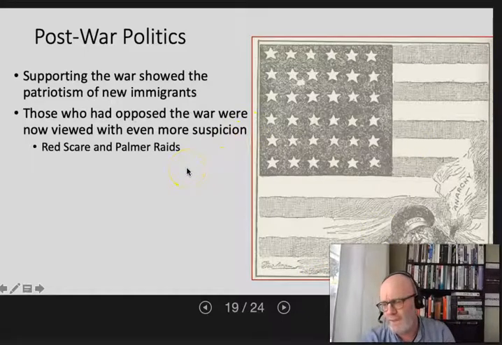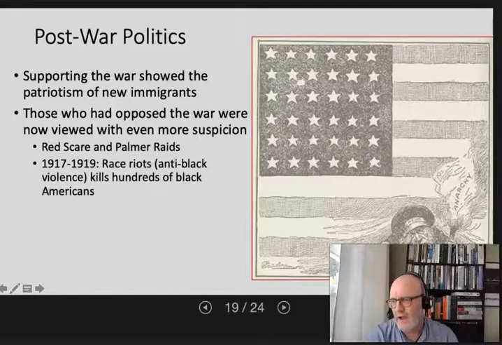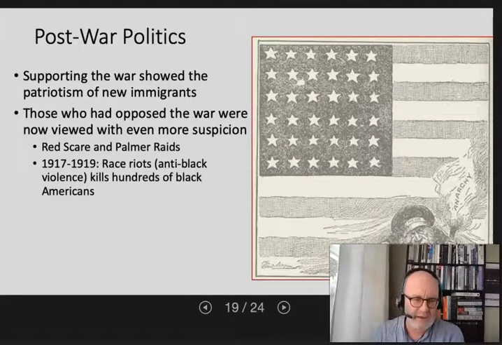And then the Palmer raids, which again targeted seditious groups like socialists, anarchists, things like that. Meanwhile, in 1917 to 1919, you have a series of race riots, a bit of a misnomer. It's effectively just anti-black violence on the part of white Americans.